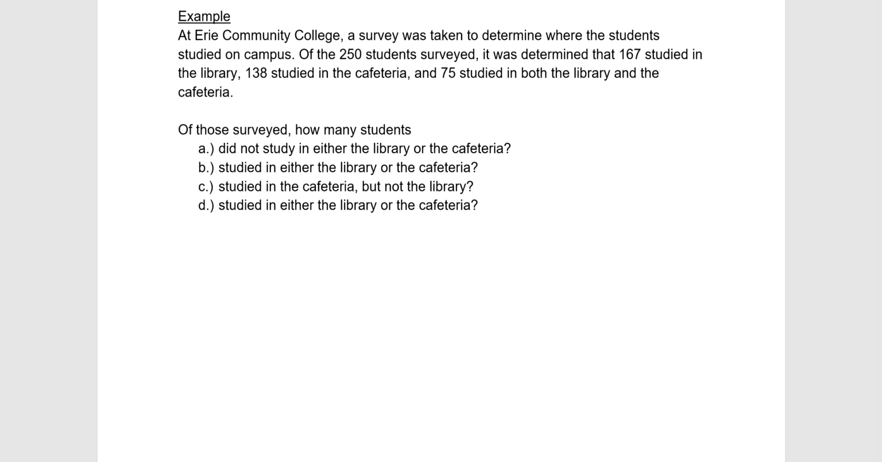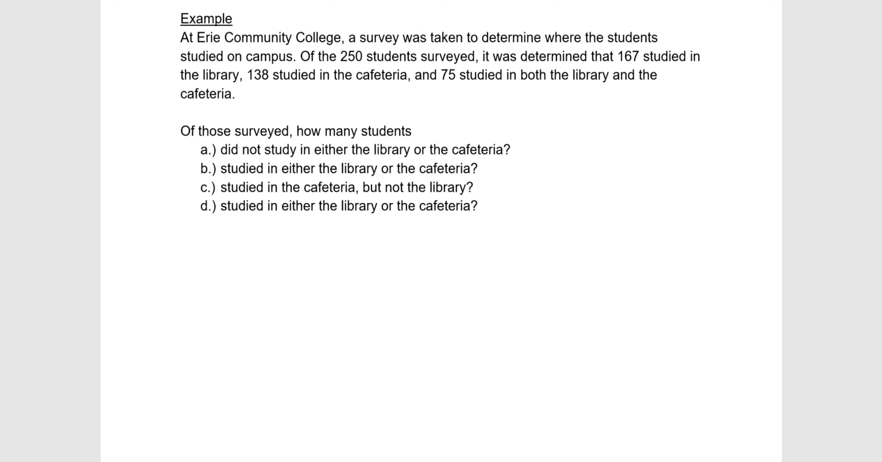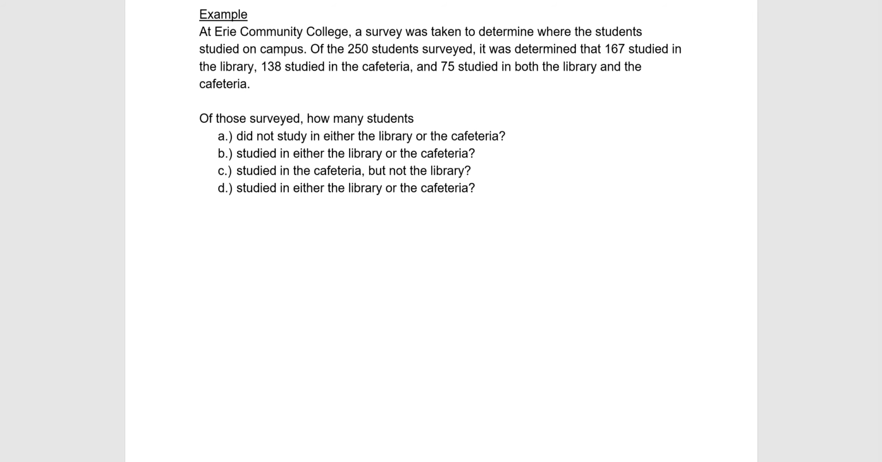At Erie Community College, a survey was taken to determine where the students studied on campus. Of the 250 students surveyed, it was determined that 167 of them studied in the library, 138 studied in the cafeteria, and 75 studied in both the library and the cafeteria. So of those surveyed, we wanted to answer all of these questions. Before we answer these questions, let's set up a Venn diagram.